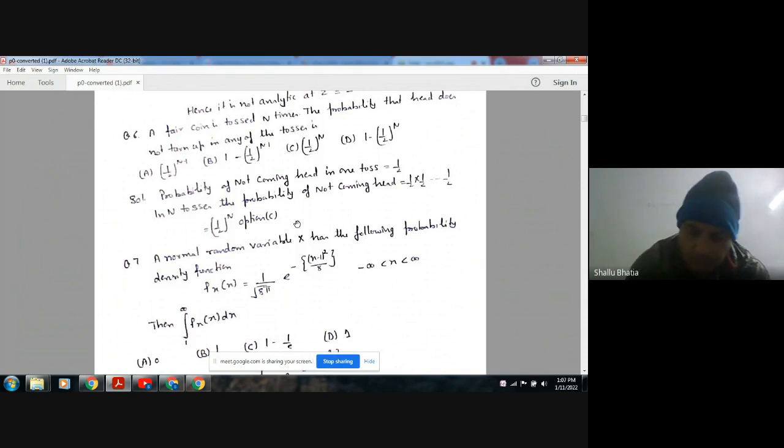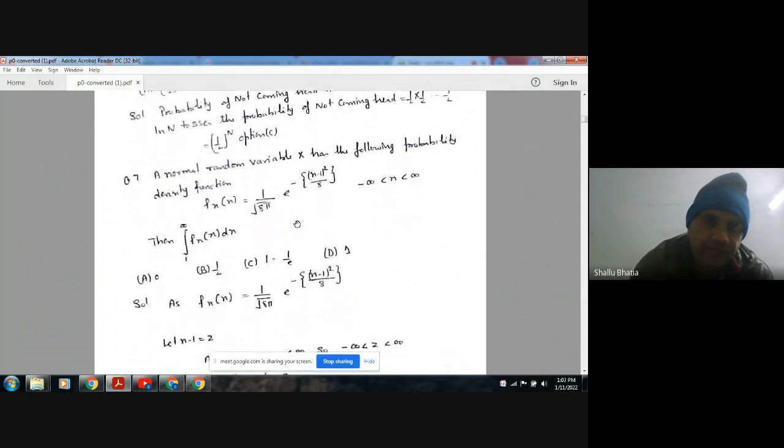Next, a normal random variable x has the following probability density function: f_X(x) equals 1 by root 8 pi e to the power minus (x minus 1) square by 8, with x from minus infinity to plus infinity. Then the integral of f_X(x) dx with limits 1 to infinity is: option A 0, B 1 by 2, C 1 minus 1 by e, D 1. So here f_X is given by this.